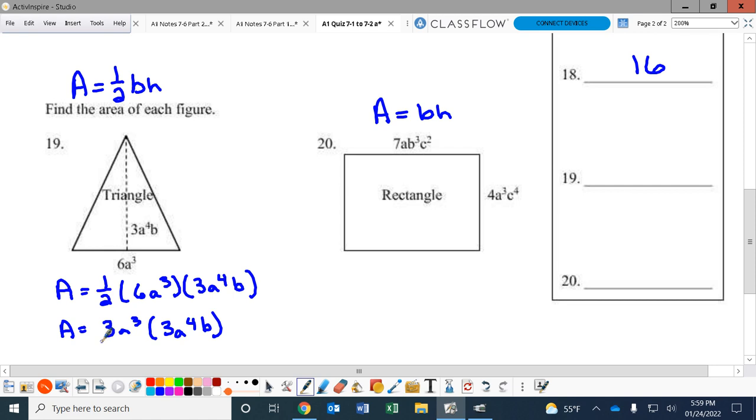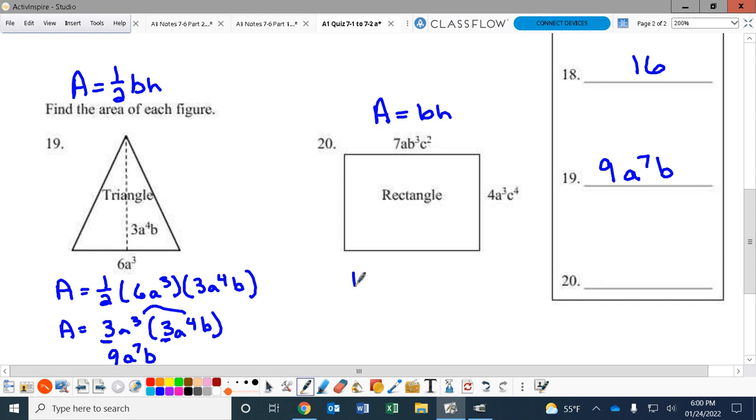So I multiply my numbers in front. That's going to be 9. A to the, I've got to add these exponents. So 3 and 4 gives me a total of a to the 7th. And then the b just goes on the end. There's no other variable to combine with it. So it's just 9, a to the 7th, b.